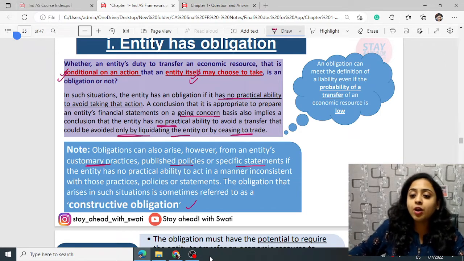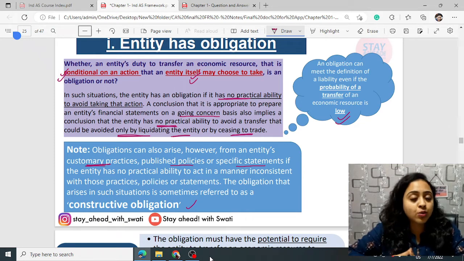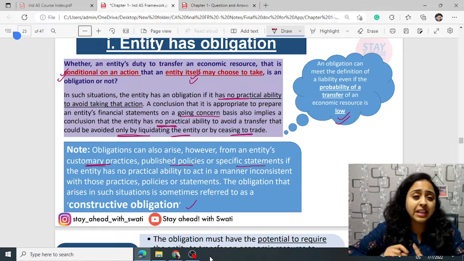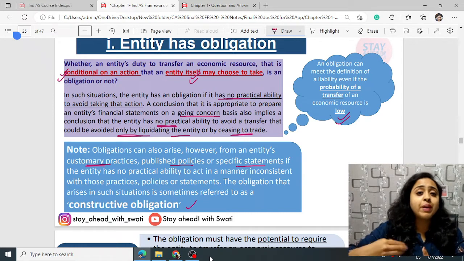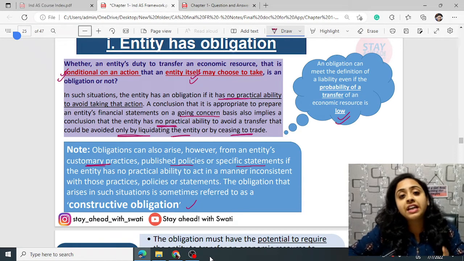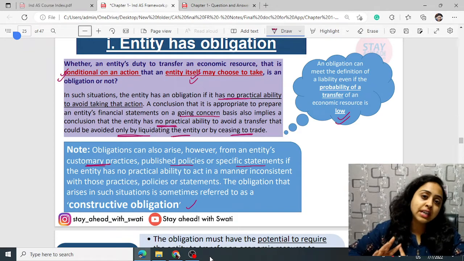An obligation can meet the definition of a liability even if the probability of a transfer of economic resource is low. I have told you, even if the probability is low, such a right will still be considered as an asset. Therefore, even if there are fewer chances of paying off, of outflow of those economic resources, then also you will be considering it as an obligation. So even low probability works for both asset and liability.